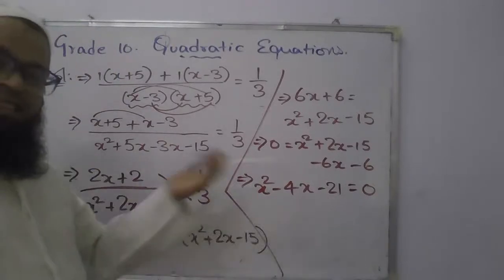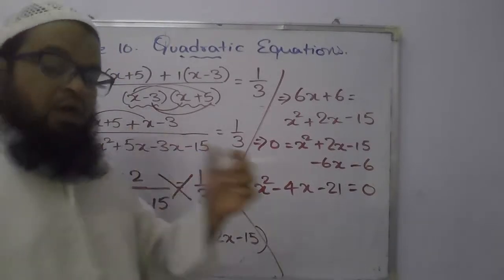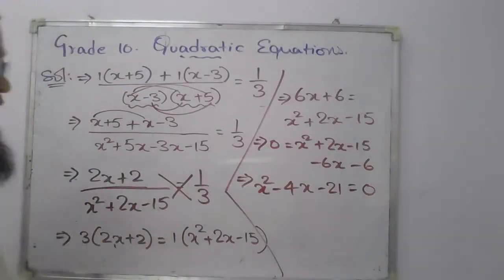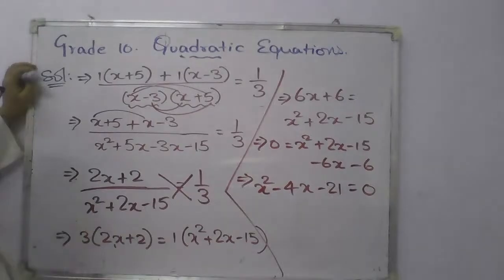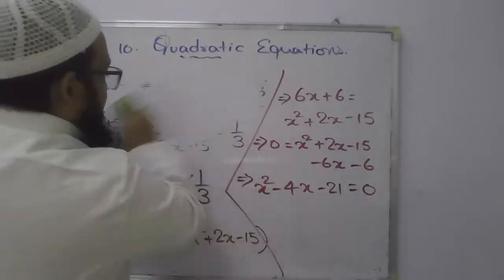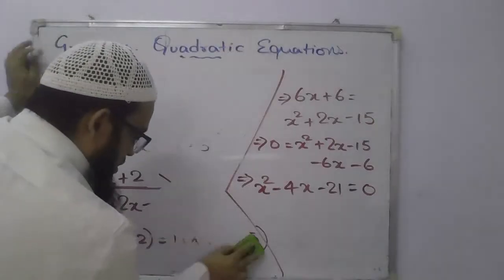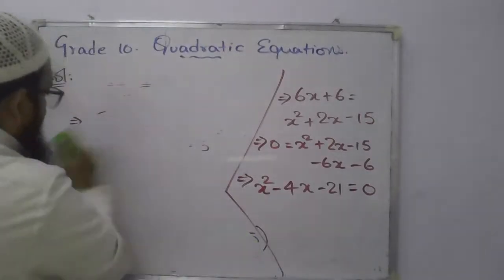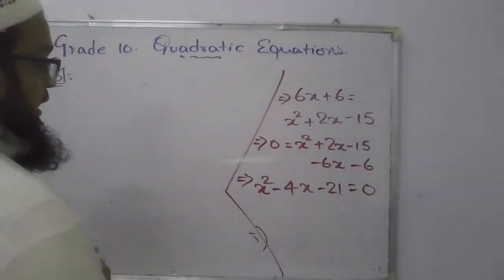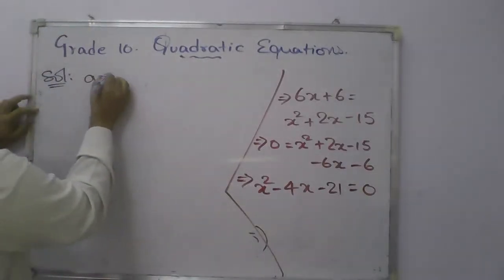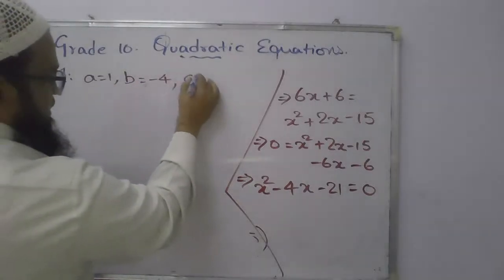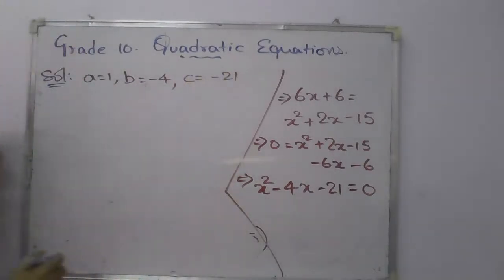So x square minus 4x minus 21. Now, see, since in the last one we have used splitting the middle term, let us use the quadratic formula to solve this. Take a screenshot if you want. Now, let me do it. So, here, what is A? A is equal to 1. What is B? B equals minus 4 and C equals minus 21.